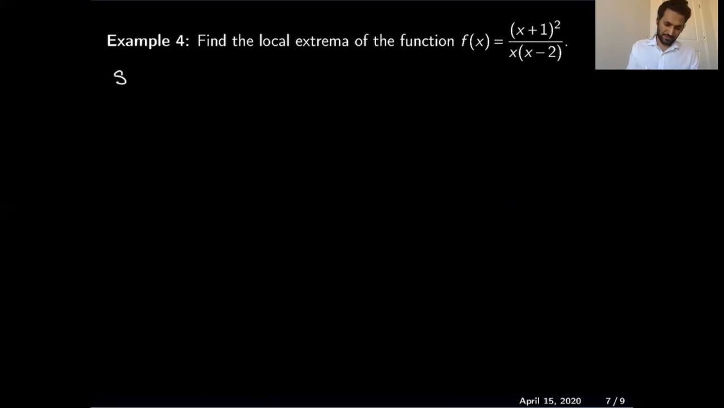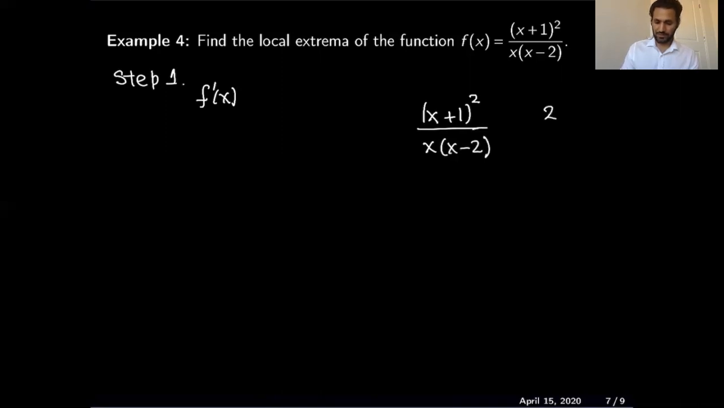So here in step number 1, we calculate the derivative of the function by using the quotient rule. So f prime of x. Here I will do my calculation, x square, and then you have x minus 2.